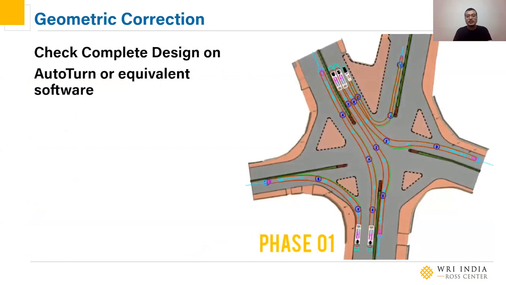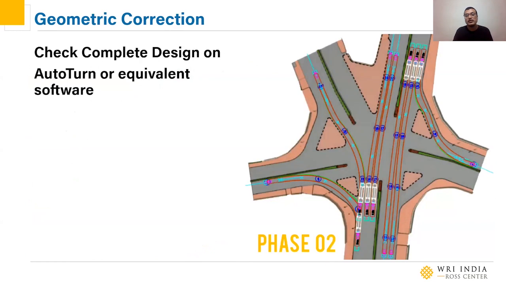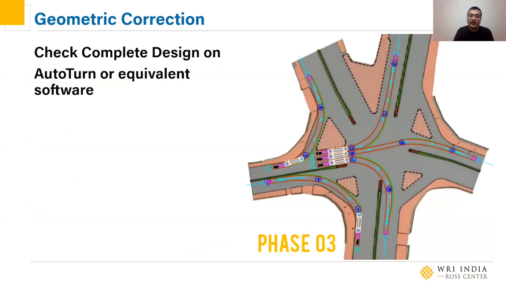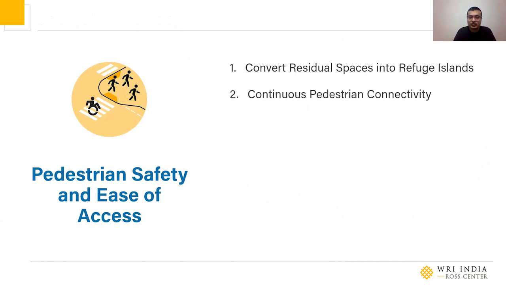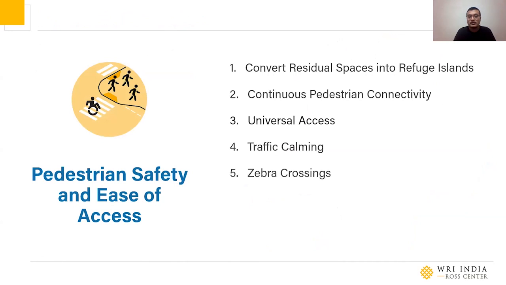Now, once this geometry is ready, we can phase-wise test it on Autotone or equivalent software to check for turning radiuses and see if all the movements are happening properly or not. Once we are sure of the geometry, we can start detailing it further for pedestrian safety and ease of access, for which we will look at how to convert residual spaces into refuge islands, how to check for continuous pedestrian connectivity, providing for universal access, traffic calming, zebra crossings, and complete lane markings.